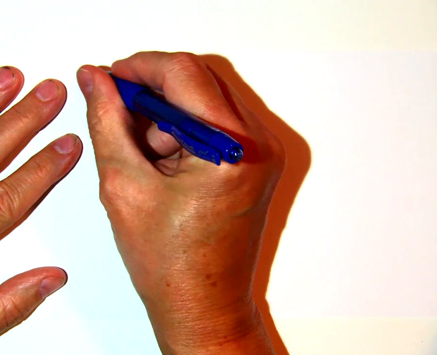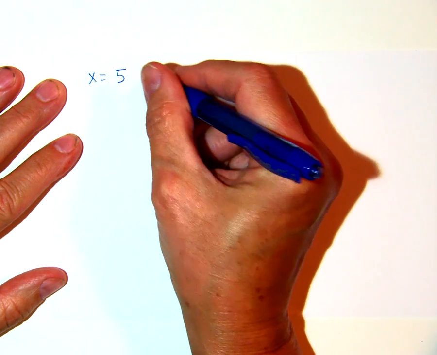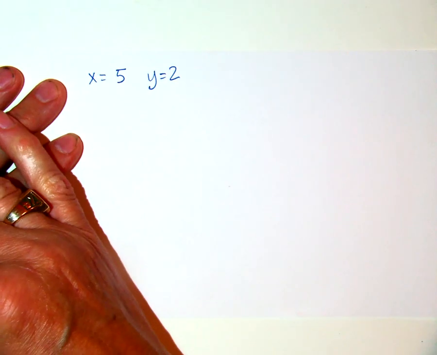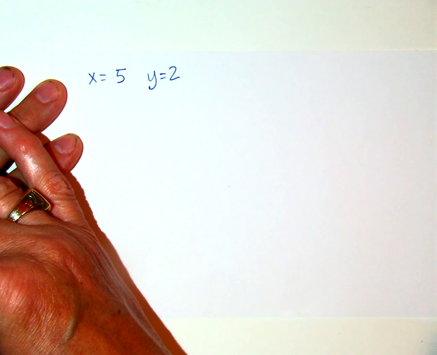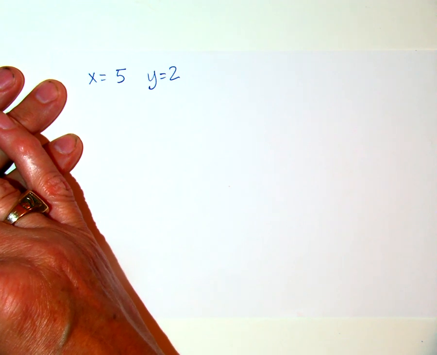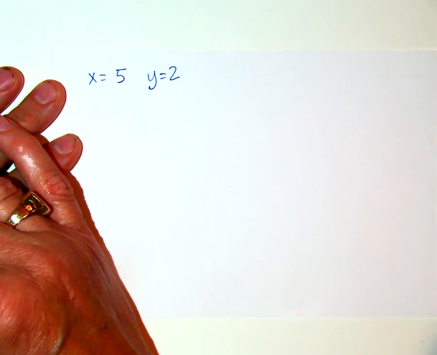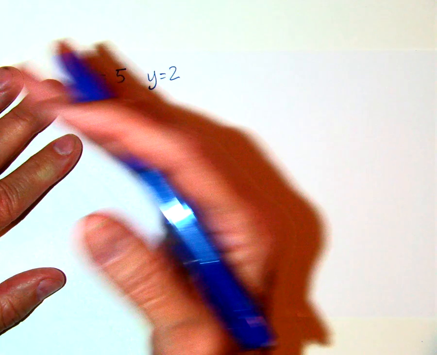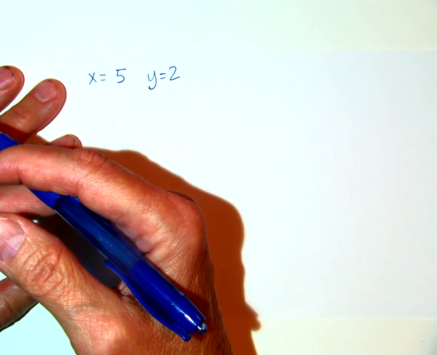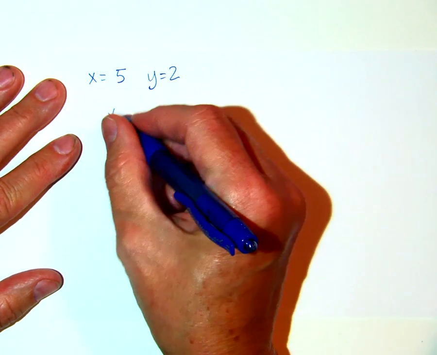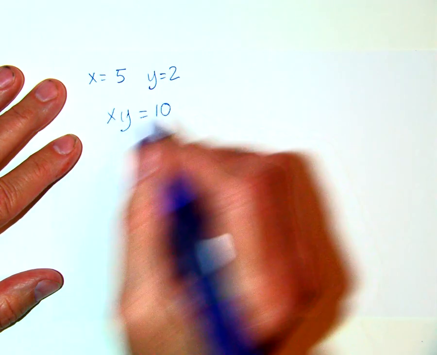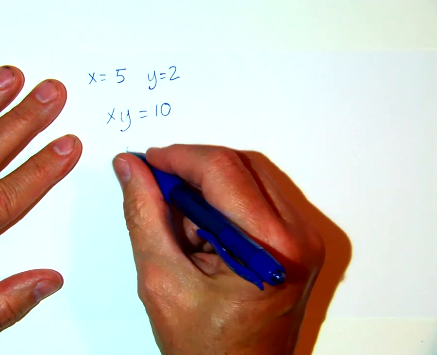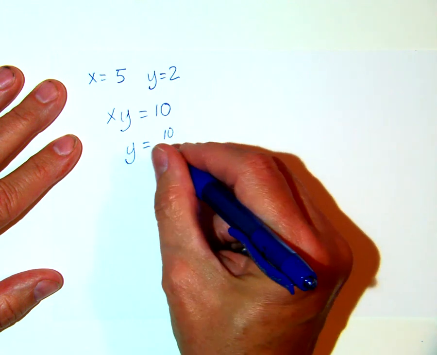Okay, how about if x equals 5 and y equals 2 on a particular point? Okay, well, x equals 5 and y equals 2. What's the constant of variation? How do you get the constant of variation? You just multiply them. What's 5 times 2? Must be 10. Okay? So x times y equals 10. If we want to write it in the standard form that the calculator likes, that'll be 10 over x.